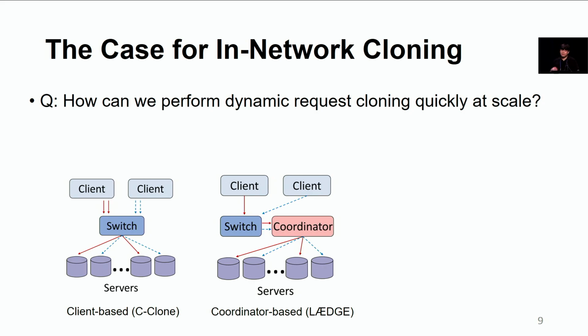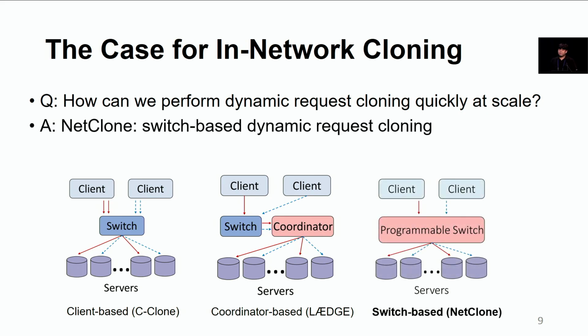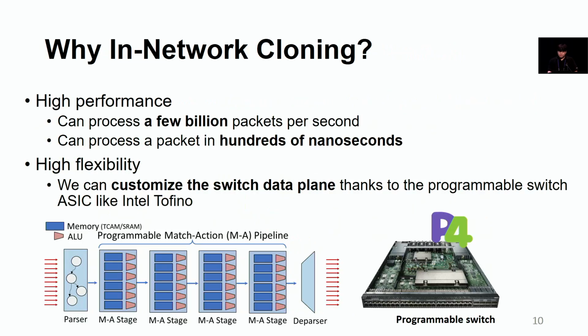So then, how can we perform dynamic request cloning quickly at scale? Our approach is NetClone, a switch-based dynamic request cloning. You can see that in the right side figure, there is a programmable switch between clients and servers. Then why in-network request cloning?